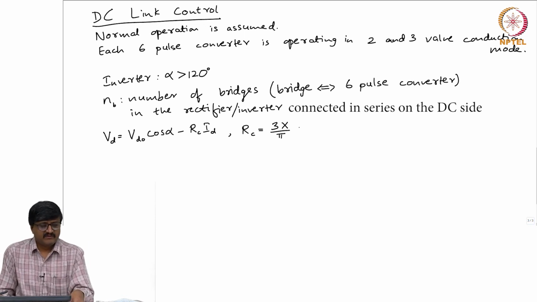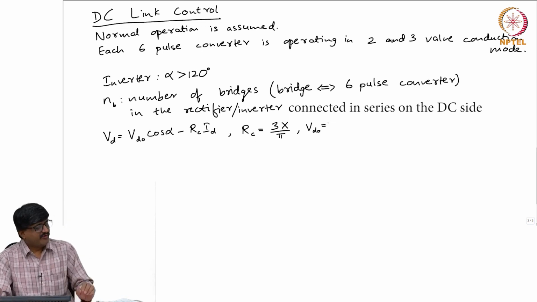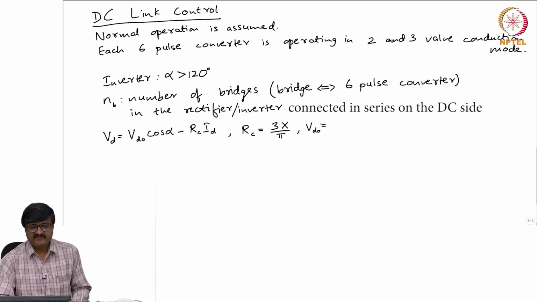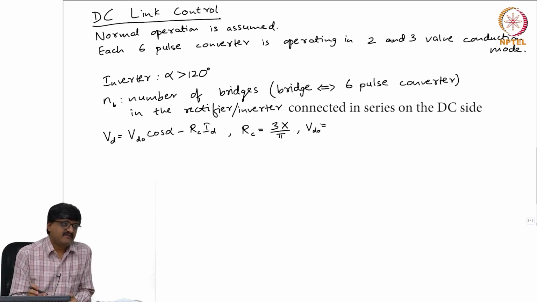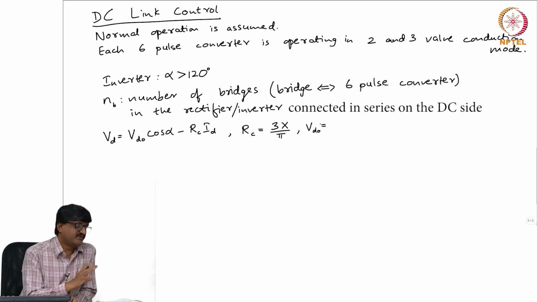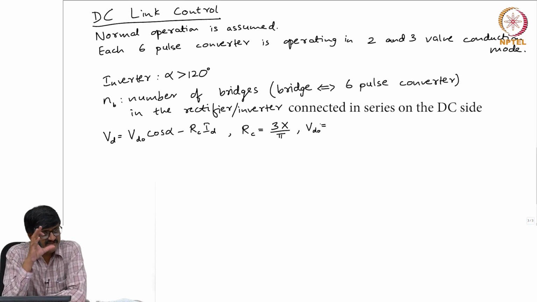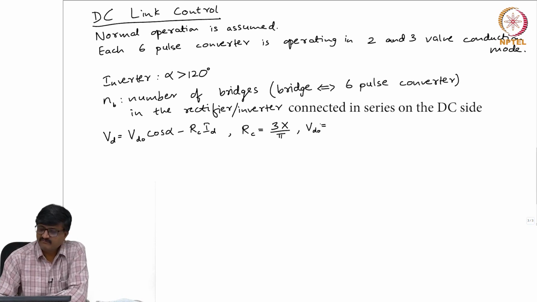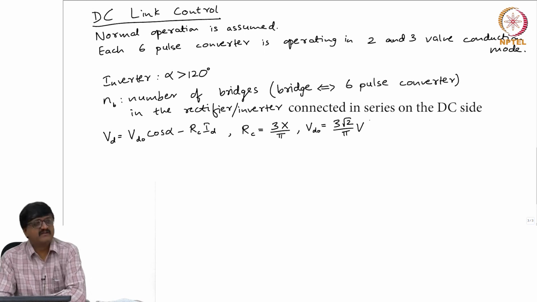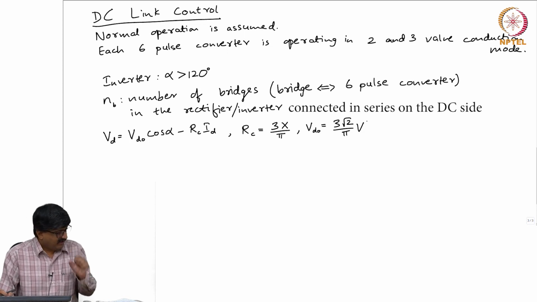Now, what is VDO? We got the expression for VDO in terms of the line to line voltage of the source. The AC side is represented by a voltage source in series with an inductance. So, in terms of the magnitude of the voltage of the source, we can write VDO as 3 root 2 by pi into V. V is the line to line RMS value of that 3 phase source voltage.